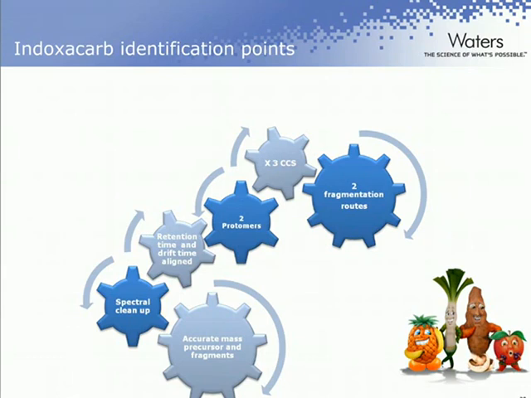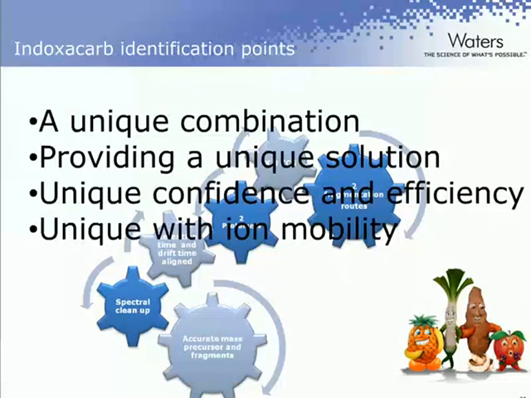And we also have two fragmentation routes. So we have a unique combination, all working together to give a very unique identification and solution. So it gives us unique confidence and efficiency, and that in itself is unique with ion mobility.